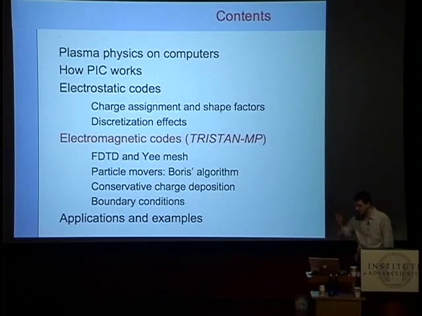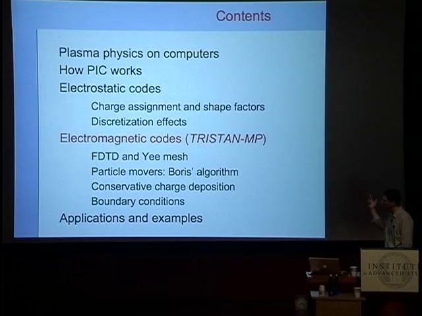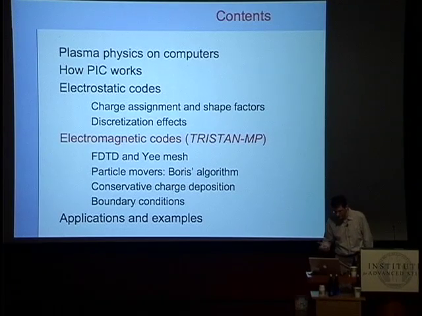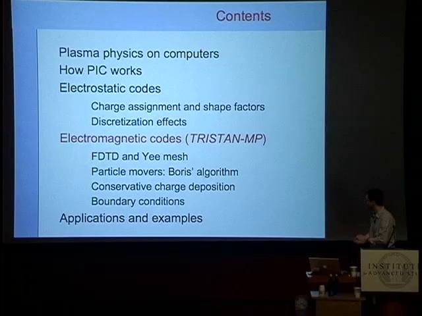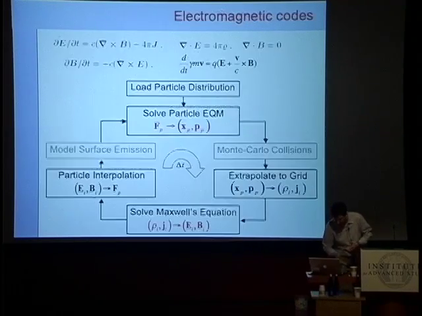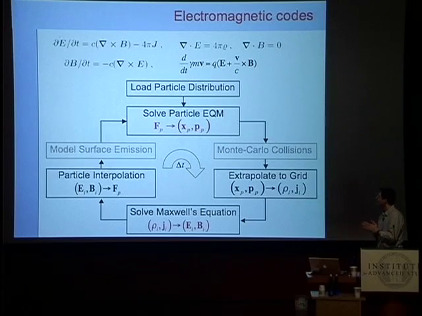OK, now let's talk about the electromagnetic codes. As an example, I will use the algorithm that I use in my code, which is called Tristan MP. But basically, the same algorithm is used in many other electromagnetic codes. So the main difference for the electromagnetic codes is that your equations are more complicated. You're no longer solving the electrostatic Poisson equation, which is just this guy. You also have the induction equation and Ampere's law.